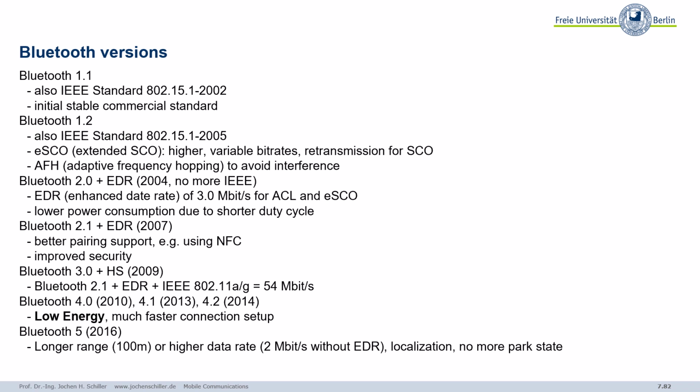Bluetooth evolved over time, so we covered the basic settings, but then as you can see, there's Bluetooth 1.1, 1.2, etc. enhancing the standard with higher data rates, adaptive frequency hopping, I will come back to this to avoid interference. There's even support for pairing, as I explained, using NFC, adding basically wireless LAN to have higher data rates.